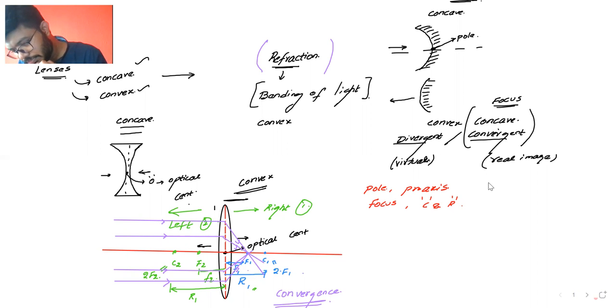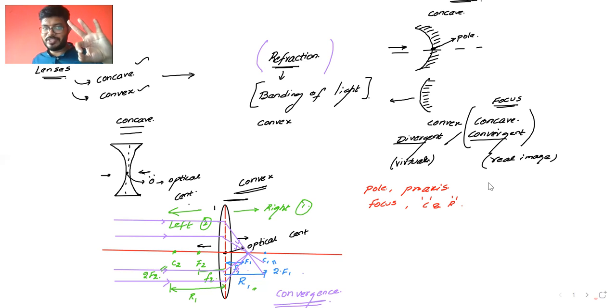Lenses are a mixture of two mirrors, sir. It's for your understanding; I'm just telling you the construction. Yes, ma'am. Sir, if we keep one side concave and one side convex. Yes, there are different types of lenses.